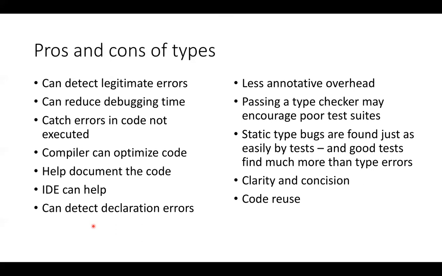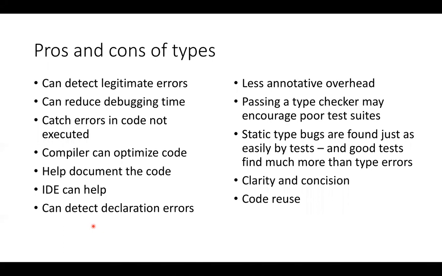So here were some thoughts that I came up with. Some pros and cons. Certainly, if we have a language with types and we've annotated our code properly, we can detect legitimate errors. Like what Eric was saying, we'll know if things that we're trying to fit together just don't fit together. We'll know that we're passing the correct arguments, at least the correct type of arguments. And that can reduce debugging time, which is good. One thing that a strongly typed, statically typed language can do is catch errors in code that you've never executed, because the compiler will look at your code and check all the types for you and make sure that everything matches up, even if you never run the code. So that's kind of a boon.